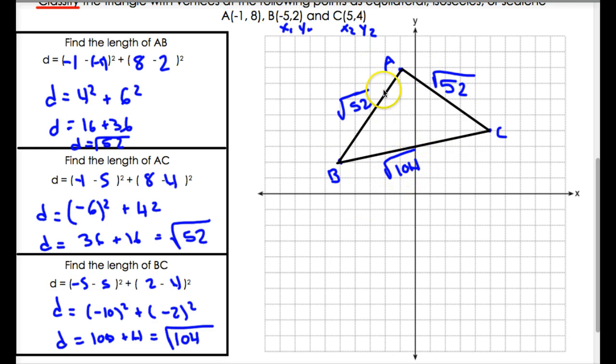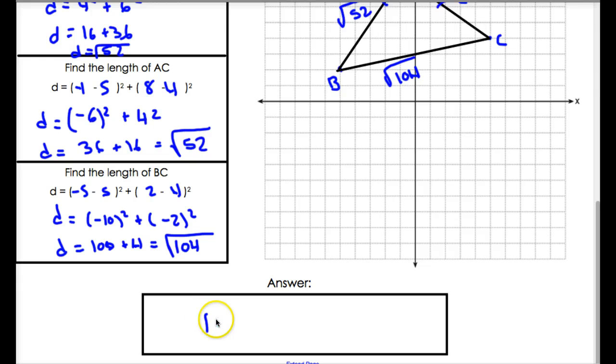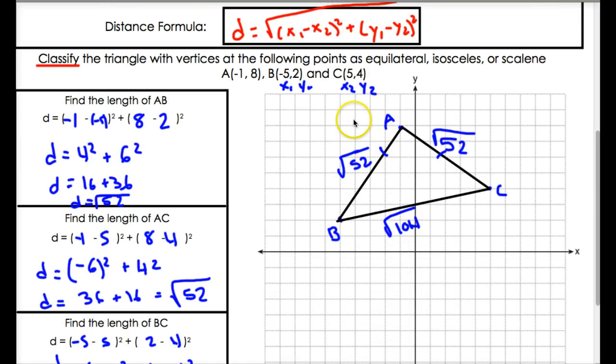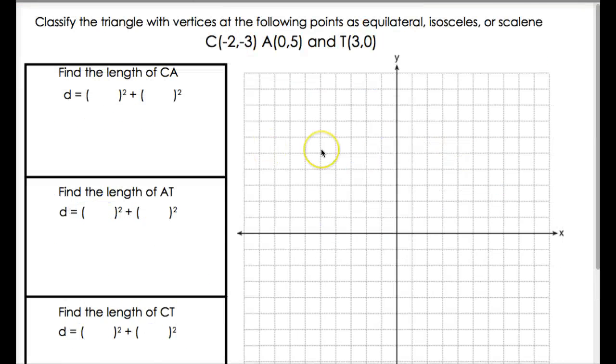Now looking at these three, we have two equal sides, two congruent sides, and one that's not congruent. So what kind of triangle is that? You called it, that is isosceles. And that's all you have to do. Find the lengths of the three sides and just compare them. Three equal sides, two equal sides, or no equal sides. And that's how we name it.